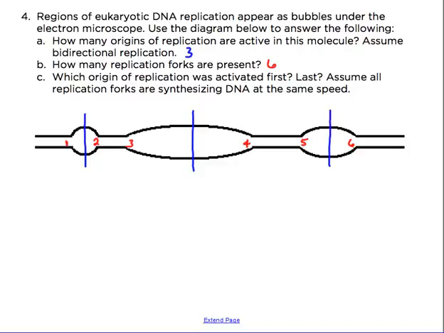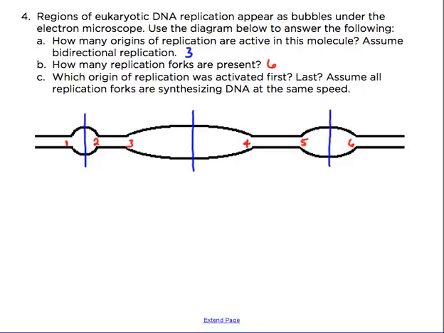Now it's saying which origin of replication was activated first and last. Assume all replication forks are synthesizing DNA at the same speed. So if DNA polymerase is, and remember that they can have multiple copies of this enzyme, so if 3 DNA polymerase enzymes are going at the same speed in these replication bubbles, how can you tell which one was activated first?